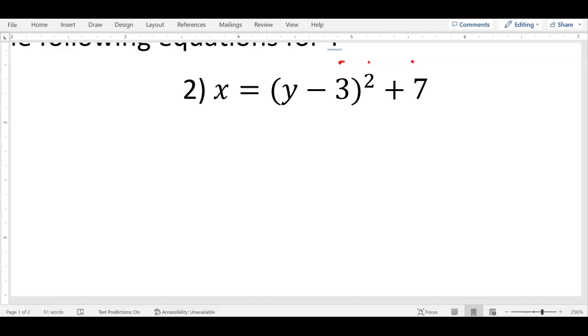Subtract 7. So minus 7 here, minus 7 here. And remember, it goes after the x. So this cancels out over here. All right, I'm going to bring this down. X minus 7 equals, parentheses, y minus 3, parentheses squared. Okay, I'm solving for y. What do I get rid of next? Do I get rid of the minus 3 or the squared?